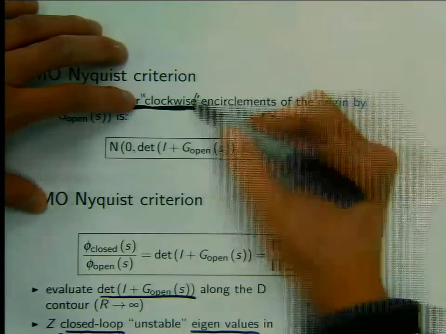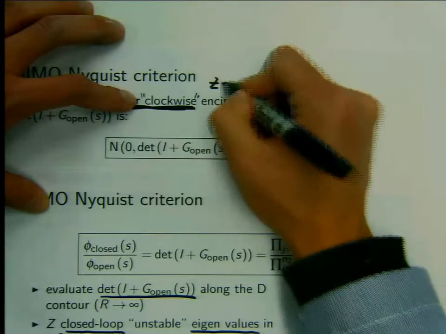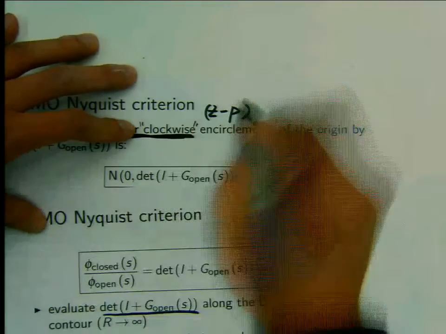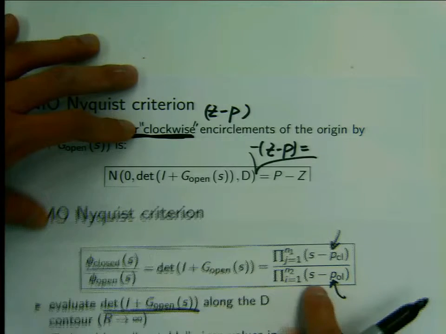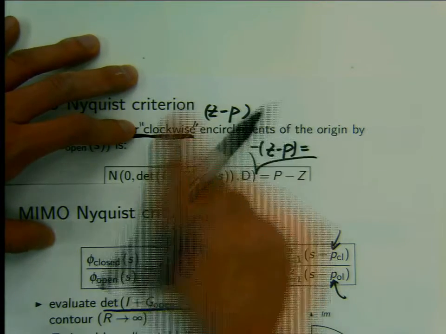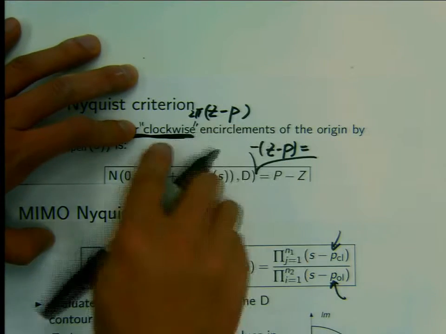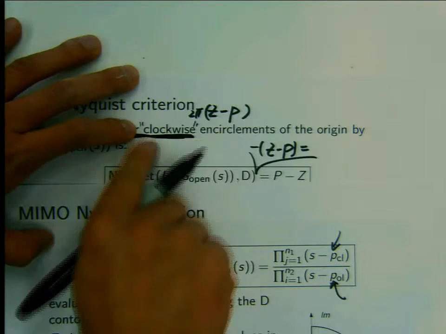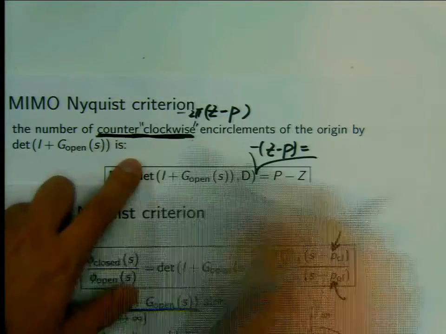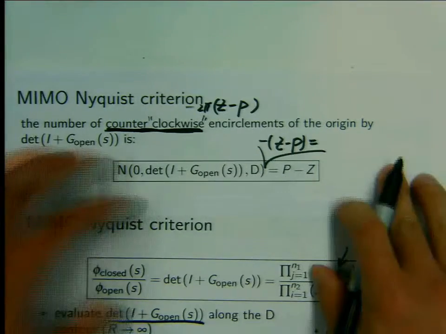What will be the clockwise encirclements of the origin by this? It's going to be z minus p, because the z unstable closed loop eigenvalues will contribute 2 pi times z, the negative phase change. And the unstable open loop eigenvalues will contribute negative 2 pi times p. So the overall net phase change is going to be 2 pi times z minus p. So that's the clockwise. That will be the clockwise encirclements of this origin. Now, if I said counterclockwise, I have to do minus this. So in the end, I'm going to do minus z minus p, which equals p minus z here.